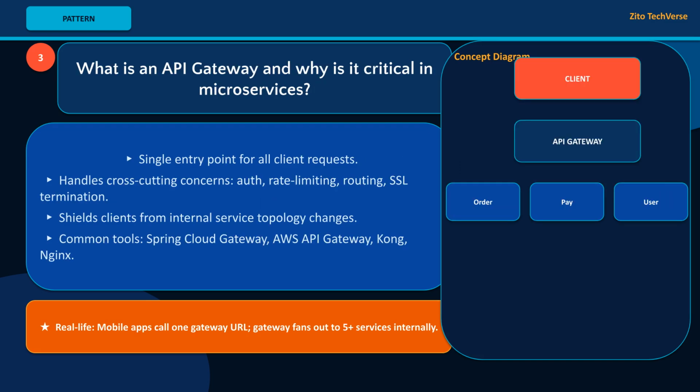Next, the API gateway. It acts as a single entry point for all client requests, handling cross-cutting concerns like authentication, rate limiting, and routing. It shields clients from internal service topology changes, allowing you to scale your internal services independently.